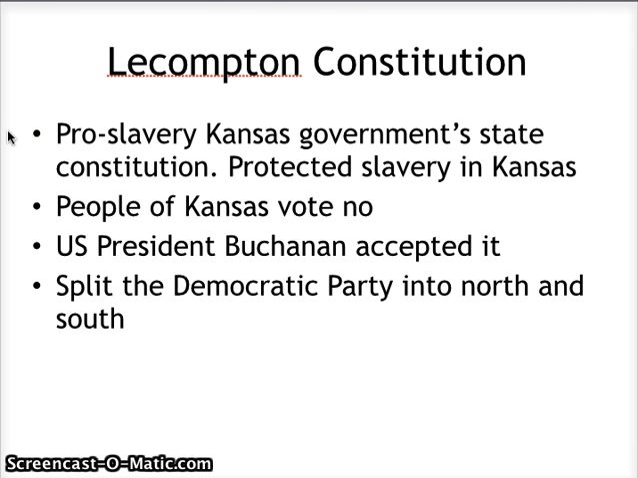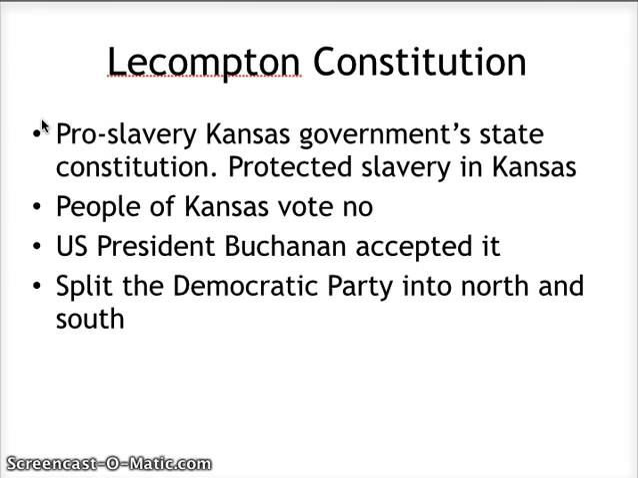Now, if we remember, we had a lot of Missourians going into Kansas to vote Kansas a slave state. Well, we're going to have another issue with the state of Kansas. We have the pro-slavery Kansas government. They are writing up a new constitution that protects slavery in Kansas. Now, most of the people in Kansas are against slavery. They are the free soilers. They believe in getting rid of slavery. And so when it comes to a vote with the people of Kansas, the people of Kansas vote no on this constitution.